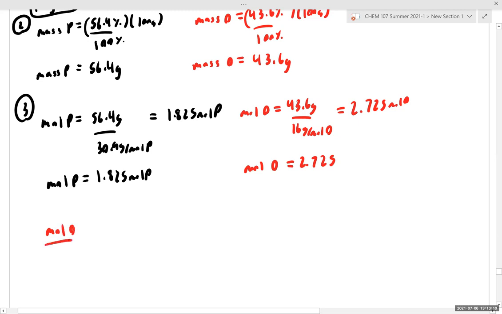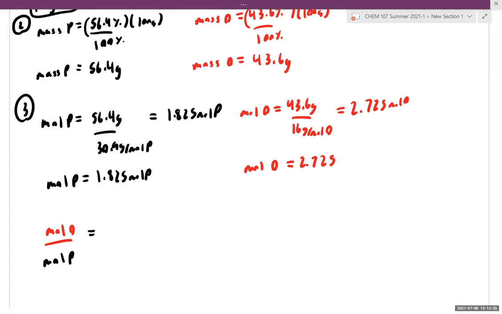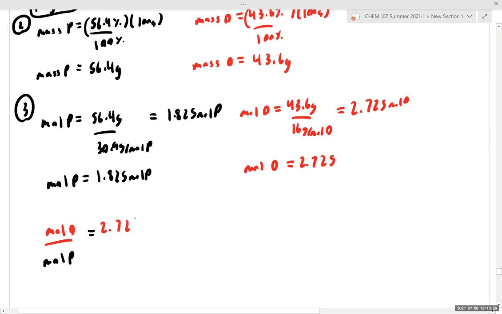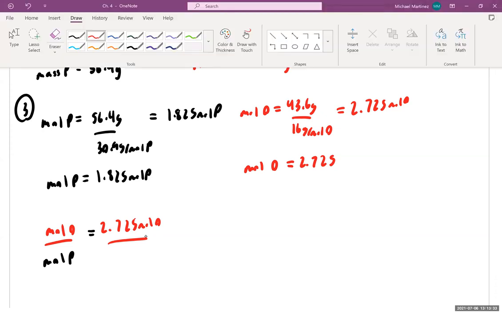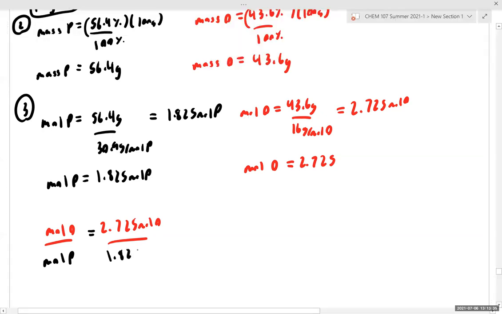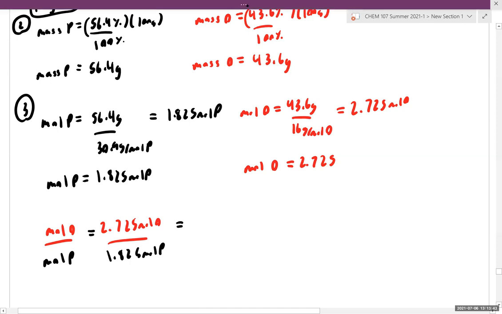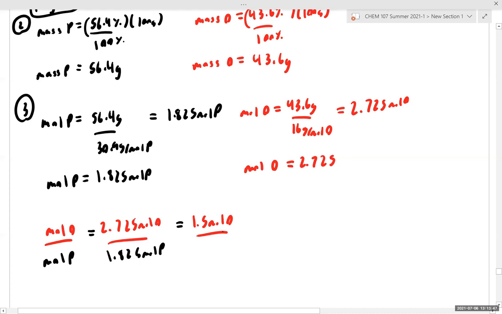So we're going to look at the moles of oxygen per mole of phosphorus. That in turn gives us 2.725 moles of oxygen over 1.825 moles of phosphorus. And that in turn gives us a ratio of 1.5 moles of oxygen per 1 mole of phosphorus.